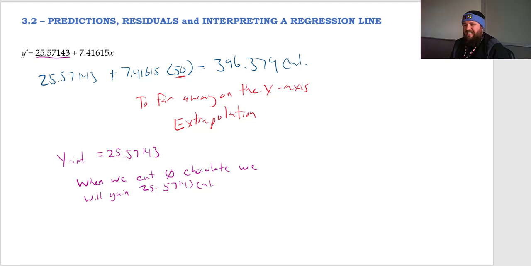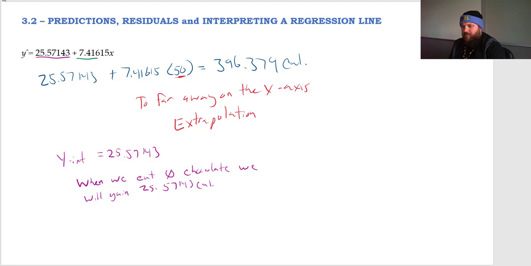That's telling us when we eat 0 chocolate pieces, we will gain 25.57143 calories. Does that make sense? No, right? But according to our least squares regression line, that's the equation for our y-intercept. What is our slope of the equation and what does that mean?